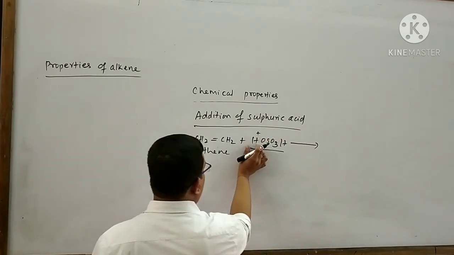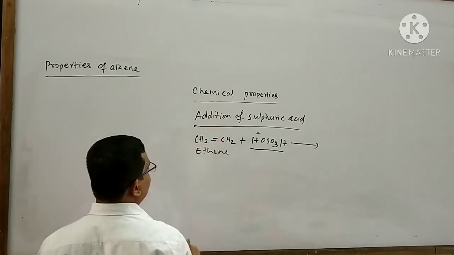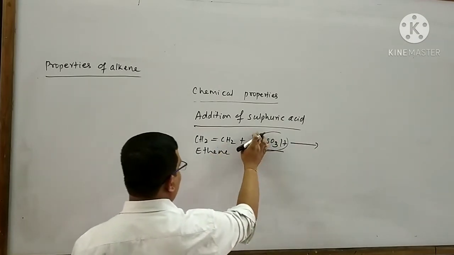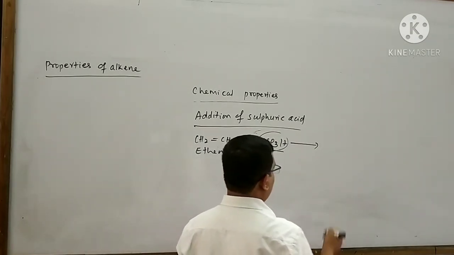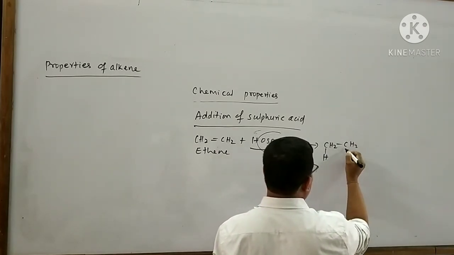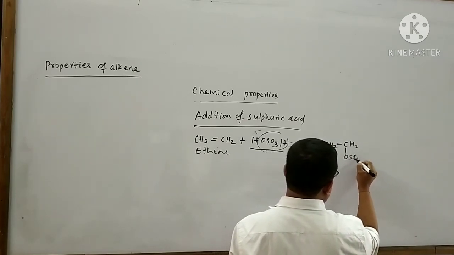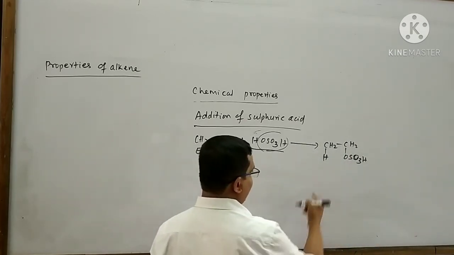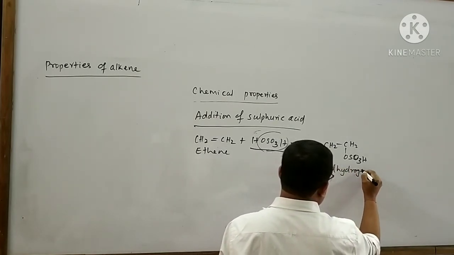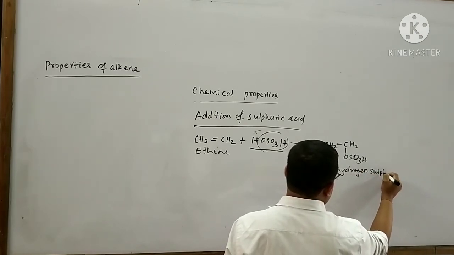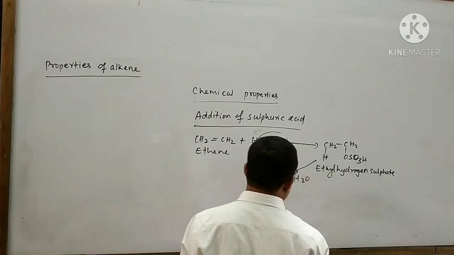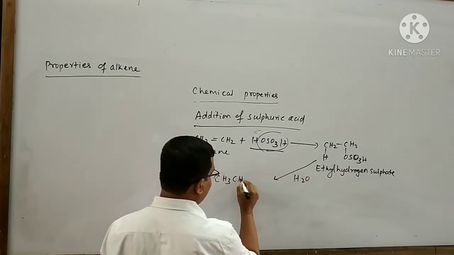This H plus ion attaches to one carbon atom, and the negative part will attach to the other carbon atom. I can write the product like this: CH2 bond H bond CH2 bond O SO3H. The name of this product is ethyl hydrogen sulfate. Again, when ethyl hydrogen sulfate undergoes hydrolysis, then ethyl alcohol is formed.